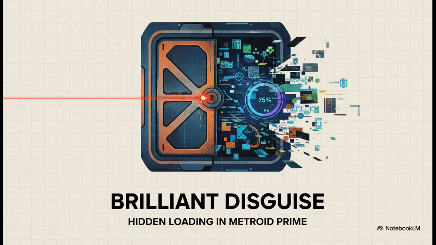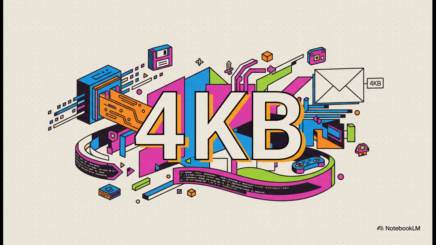This is one of the most legendary examples. Instead of just slapping a loading screen in your face, the developers of Metroid Prime built the loading process right into the game world. When you shoot a door, it doesn't just pop open. There's a little delay. In that moment, the game is frantically loading the entire next room in the background. The door is just a brilliant disguise for a loading bar. You're still waiting, but you don't feel like you're waiting. Genius.